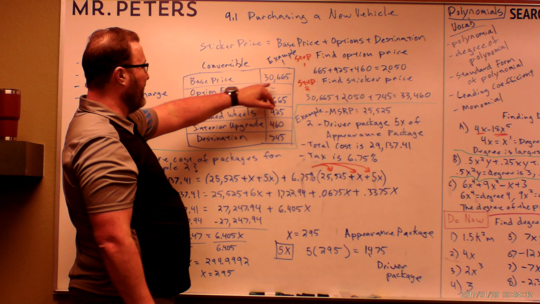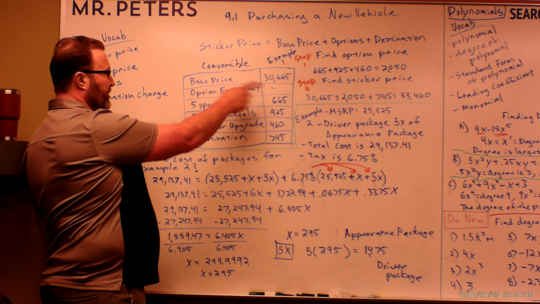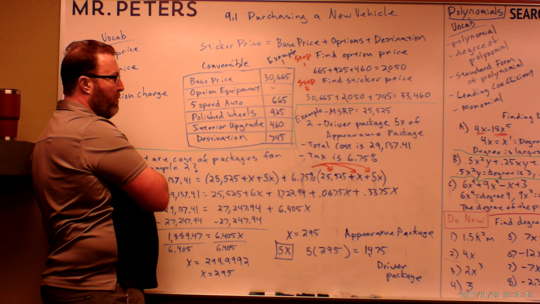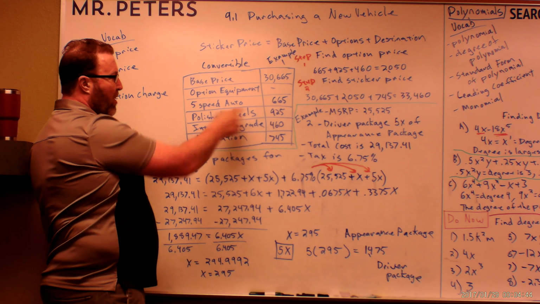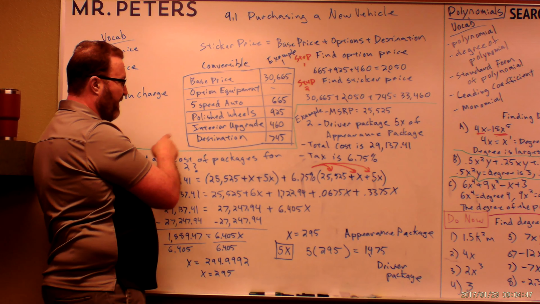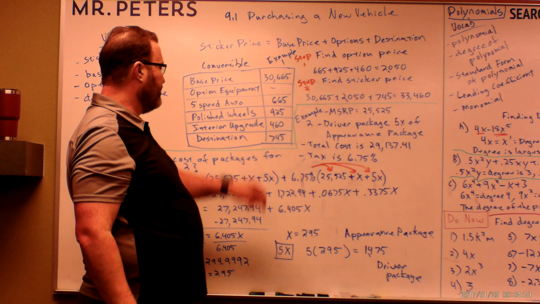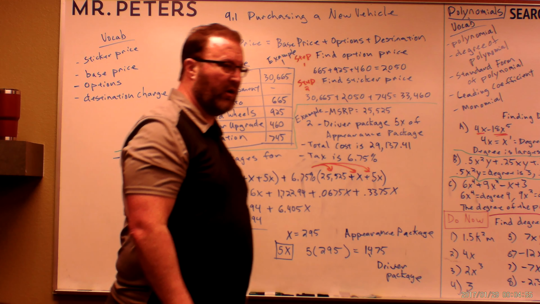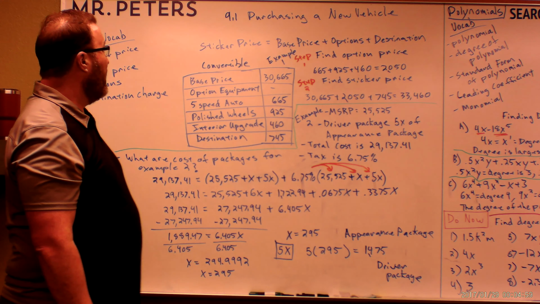It's a convertible, has a base price of $30,665. There's no optional equipment on it. You can get a 5-speed automatic transmission for $665. Have the wheels polished for $925, an interior upgrade for $460. That would be super cheap. And destination charge of $745. That's pretty close to what destination charges are. It's anywhere from $800 to $1,200.